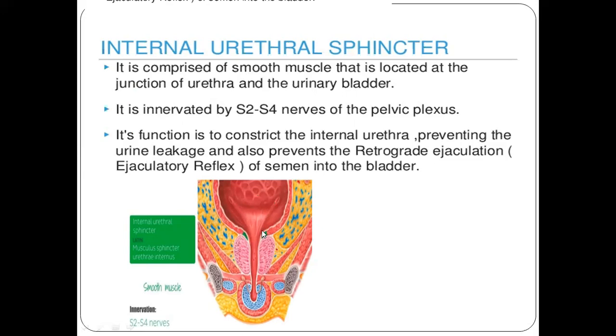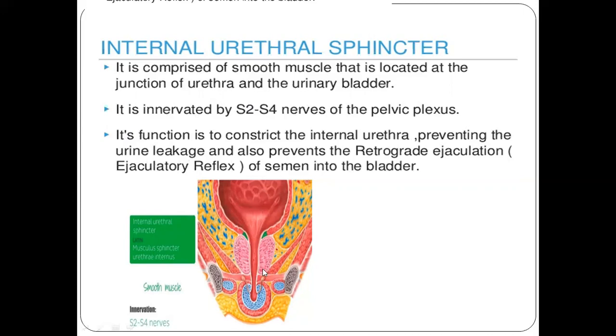So what is the significance of the internal urethral sphincter? The internal urethral sphincter is here. It is formed by the circular muscle of the bladder and closes the bladder neck. It is more important in males. It is innervated by the S2, S3, S4 pelvic splanchnic nerves, and its function is to constrict the internal urethra and prevent urinary leakage.